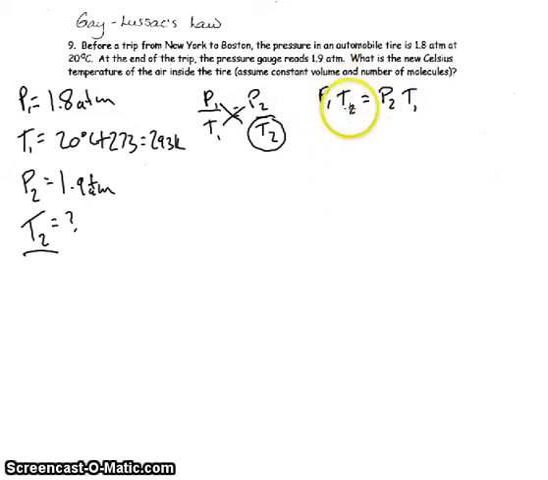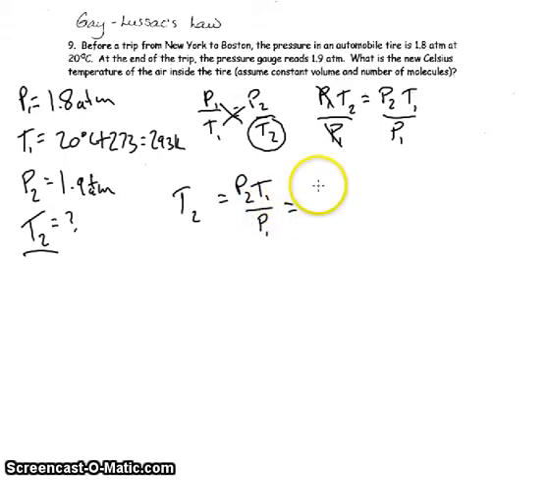So now to get T2 by itself, we're going to undo the multiplying by P1. So I'm going to divide by P1. Over here, P1 is going to cancel. And now I'm just left with T2 is equal to P2 T1 over P1. And I'm ready to plug my numbers in.